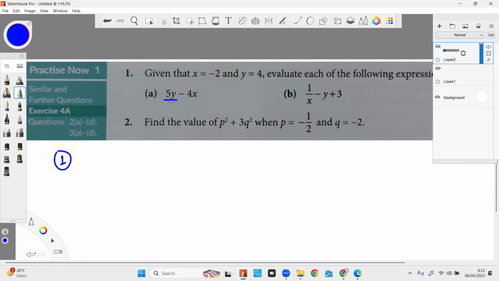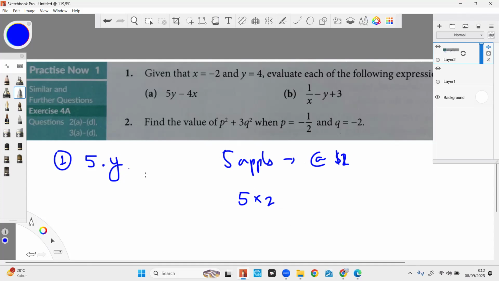So 5y, what does it mean? 5 times y. Okay. I have 5 apples. Each cost $1. For example, I have 5 apples which cost each $1. How many dollars do we have to pay? 5 times 1, right? Or if $2, not 52, but 5 times 2. So you have to make sure that 5y is actually 5 times y.